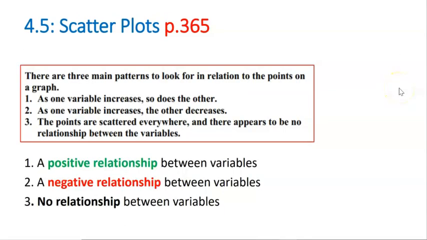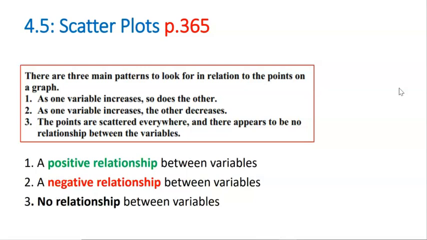Our textbook talks about the three main patterns to look for, or the three kinds of relationships that we can have. The first one is a positive relationship. So this means as one variable increases, so does the other. In other words, when x increases, so does y.